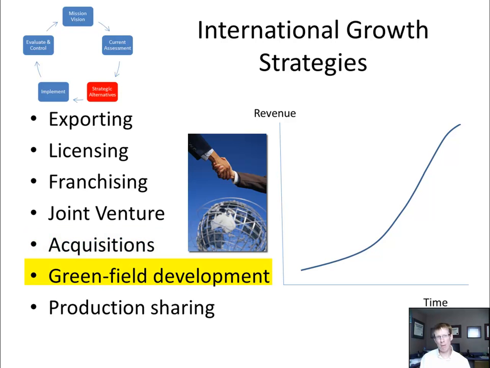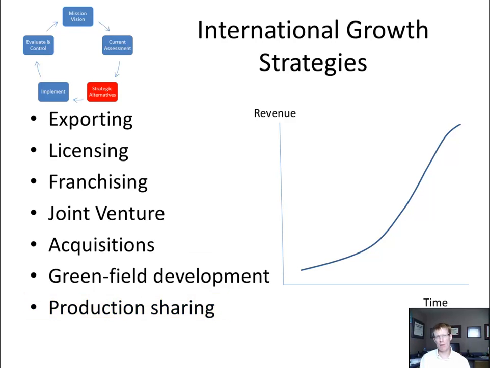You may just open up a branch office inside the foreign country and begin operating directly. And finally, you may partner with other foreign companies to leverage their competitive strengths with your own. For instance, in areas of manufacturing, research, and technology.